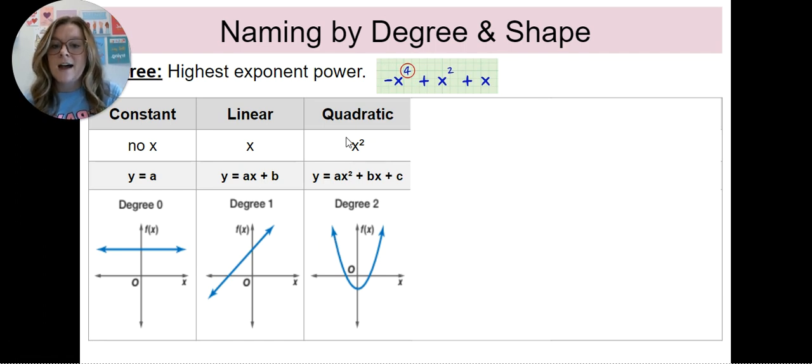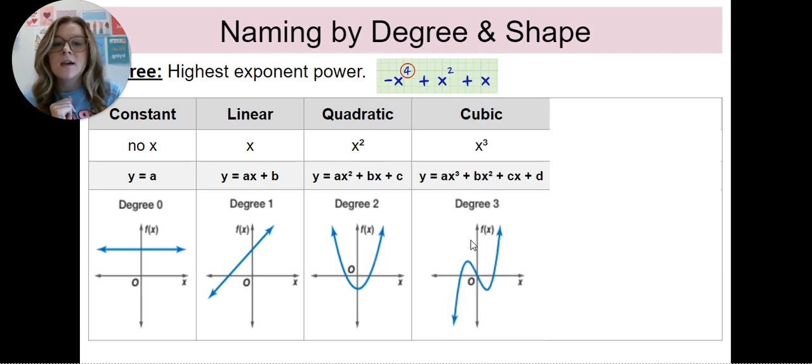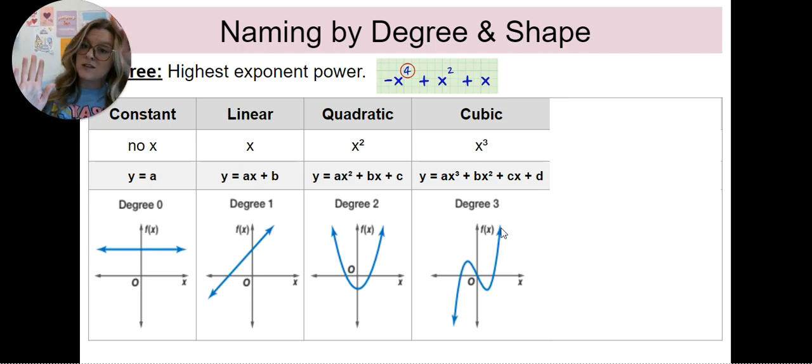Next, we have x squared, so degree 2, because the highest exponent is 2. It's called quadratic. It's going to be a smiley face or a frowny face. It might be upside down. Next is a cubic function, which the highest degree is 3, meaning x cubed. And you're going to have kind of like this wonky, like sideways s.